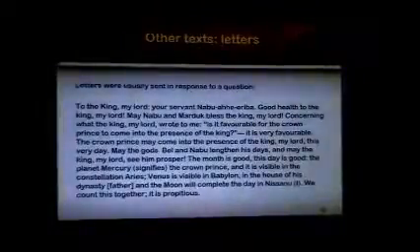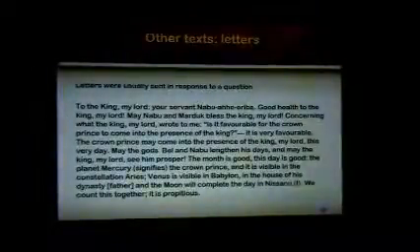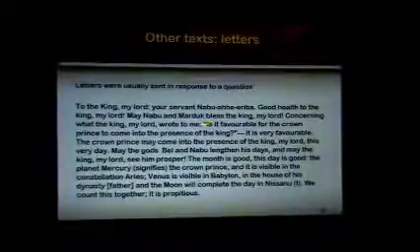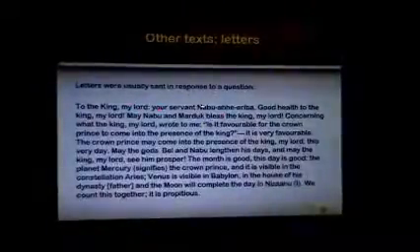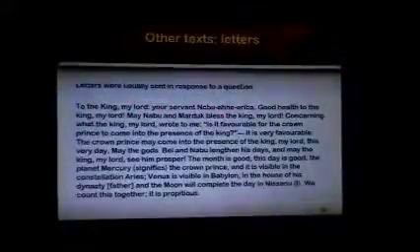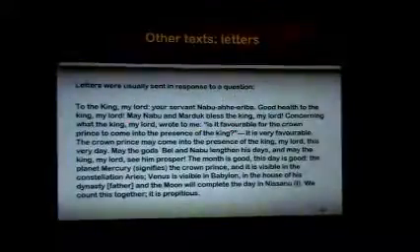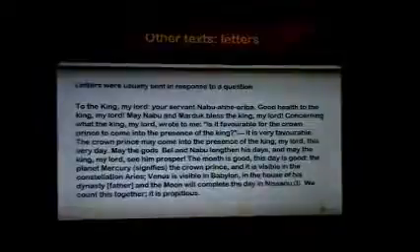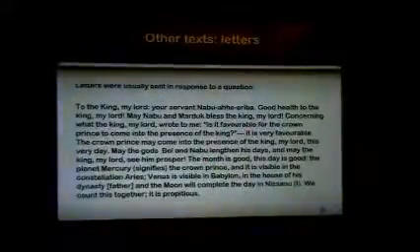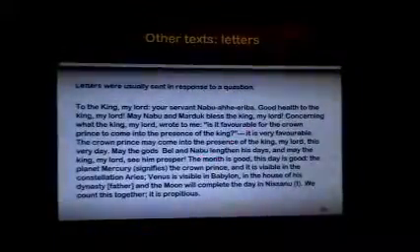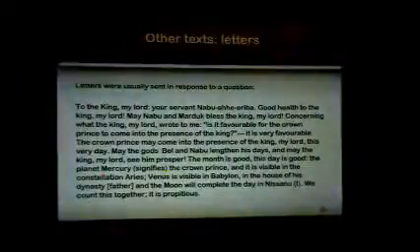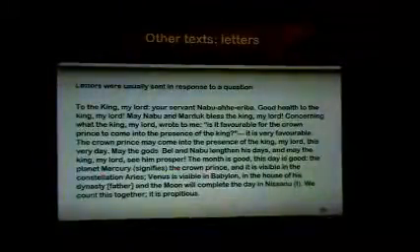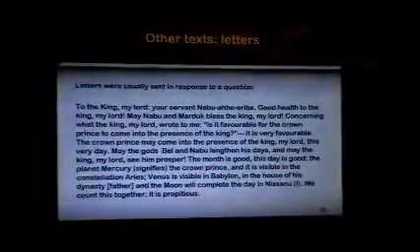Letters were responses to a question. So here's one to the king, my lord. There's a lot of this, your servant, and here's the name of the scribe, etc. The king wrote to me, is it favorable for the crown prince to come into the presence of the king? And then he goes on to say why it's very favorable. And then he mentions planet Mercury, which represents the crown prince, is visible in the constellation Aries.